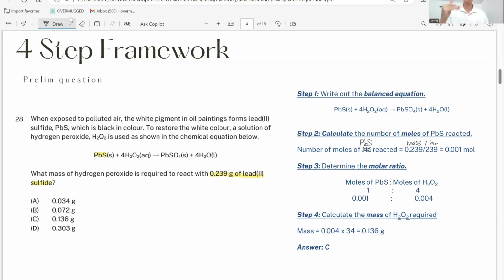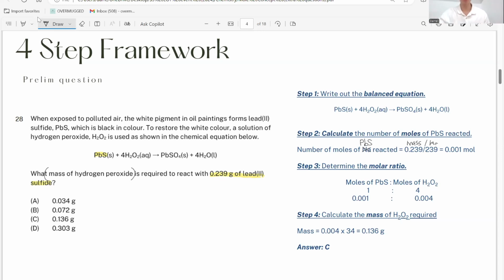Slow down here, because step 3 is where it gets confusing, right? Step 3, we compare mole ratio. Now, what do we compare mole ratio with? What we have found, compare it to what we want to find. What have we found? PbS. The question is asking me for mass of hydrogen peroxide. So what should I compare it to? I should compare it to hydrogen peroxide.